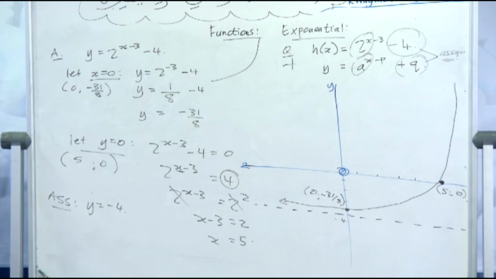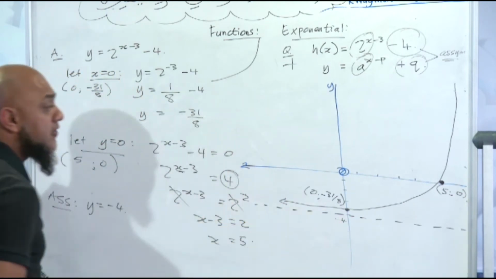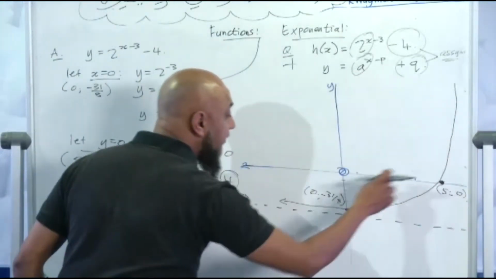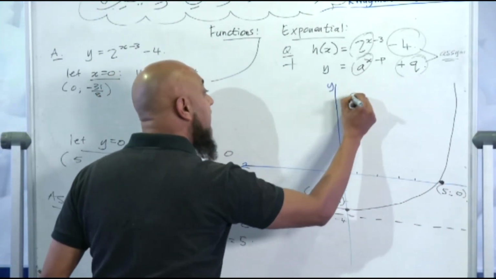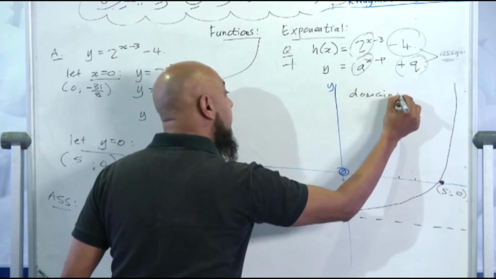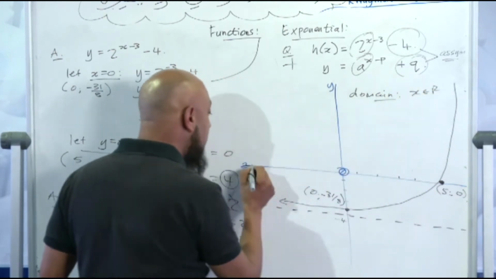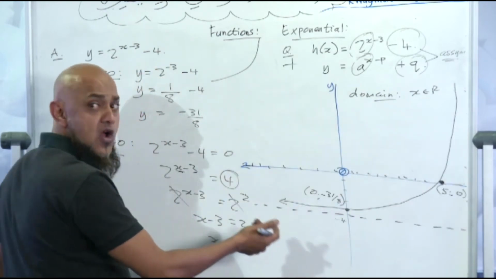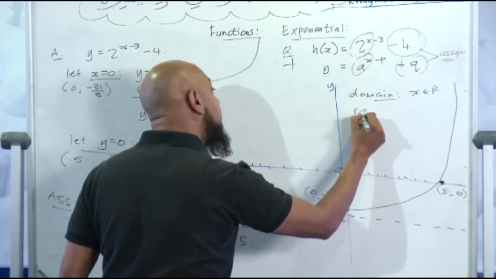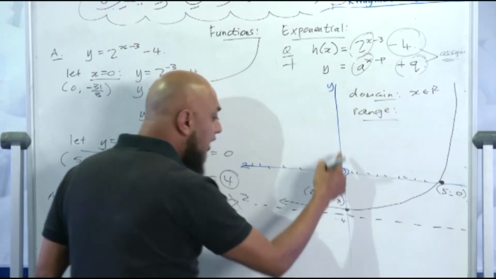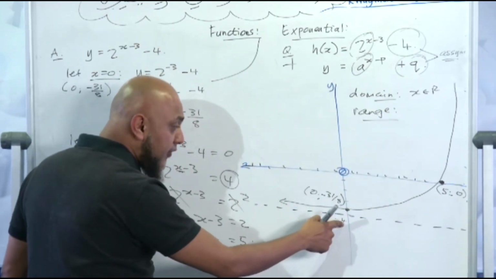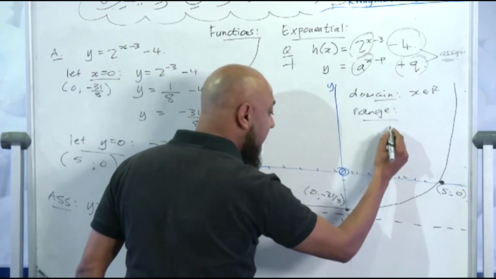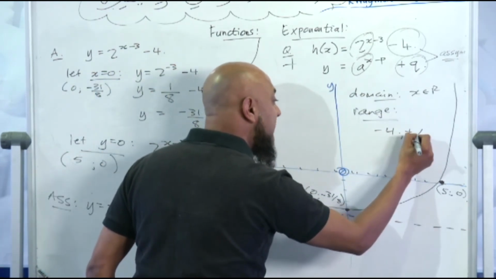What is the equation of your asymptote? y is equal to minus 4. What is the domain? What is the range? The domain will still be x is an element of the real numbers, because any x value here will give you corresponding y values on your graph. What is the range of this graph? What's your lowest y value here? Negative 4. And is it going down to negative infinity or positive infinity? To positive. So it's from minus 4 up to positive infinity.